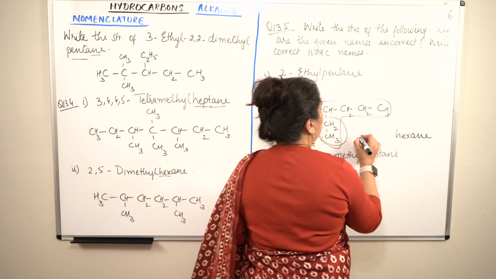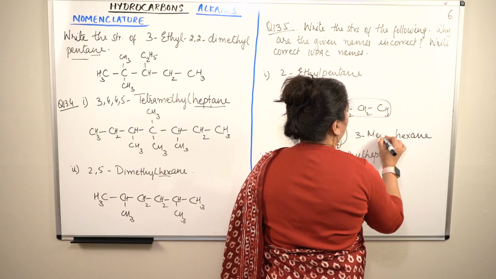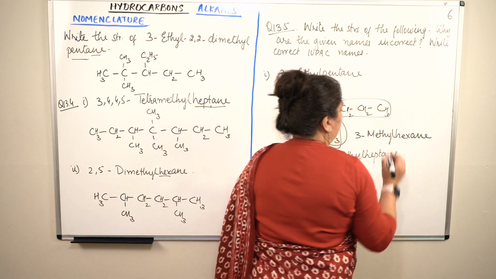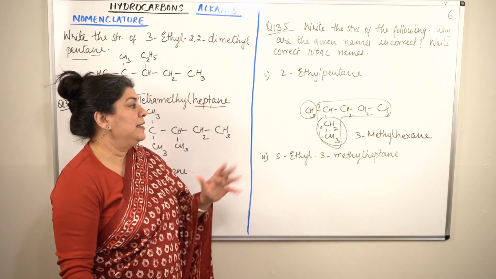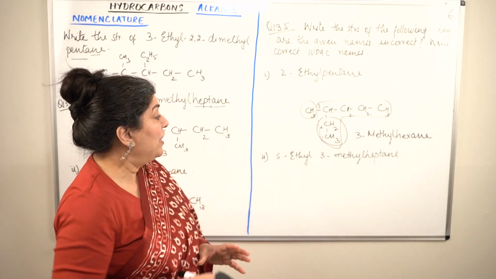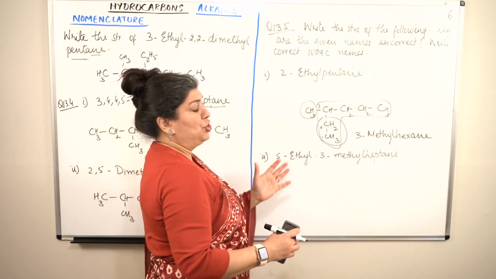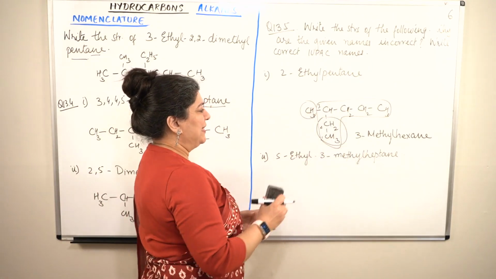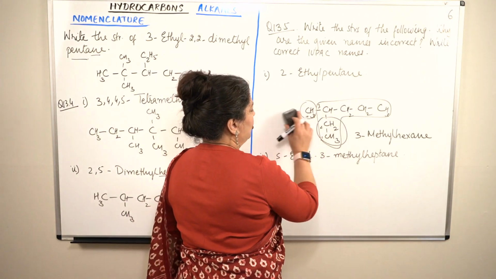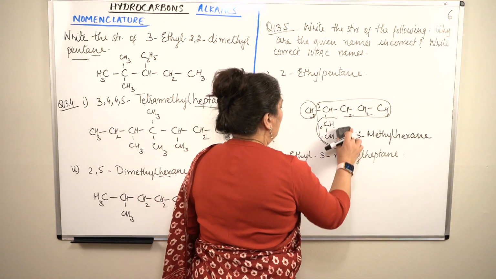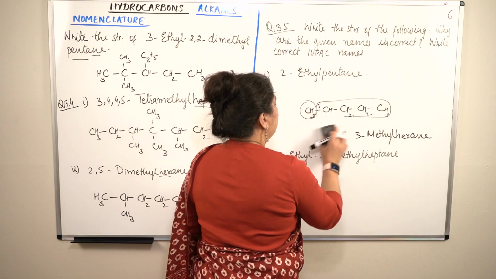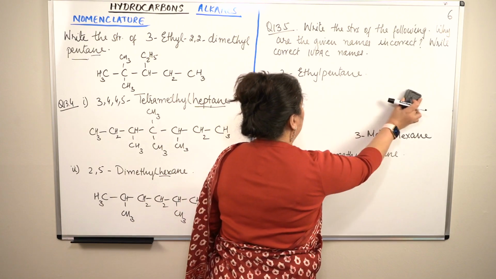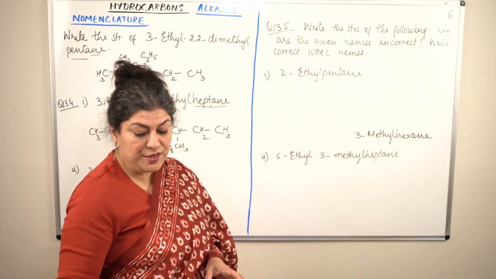So this is 3-methylhexane. That is the name of the compound. So let me rewrite the structure. Why should I make a chain that is twisting? Why would I not make the branch there? So let me rewrite it in a more organized fashion, so the structure doesn't look very complicated for no reason.